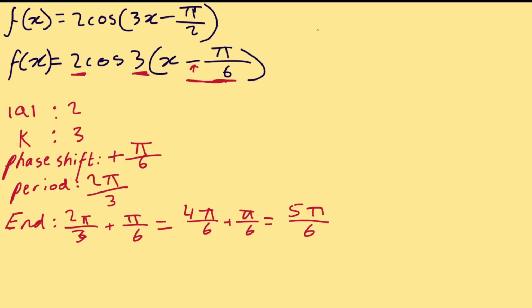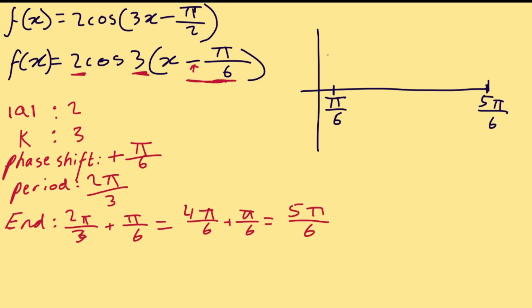Alright, let's draw it over here. This is our phase shift, so pi over 6. This is the end, 5 pi over 6. Got our amplitude. And then what else? Yeah, that's pretty much everything. Now remember, a cosine graph starts at 1, or in this case it's 2. So it's going to start up here on this point. It drops to 0 halfway through, goes up back here.